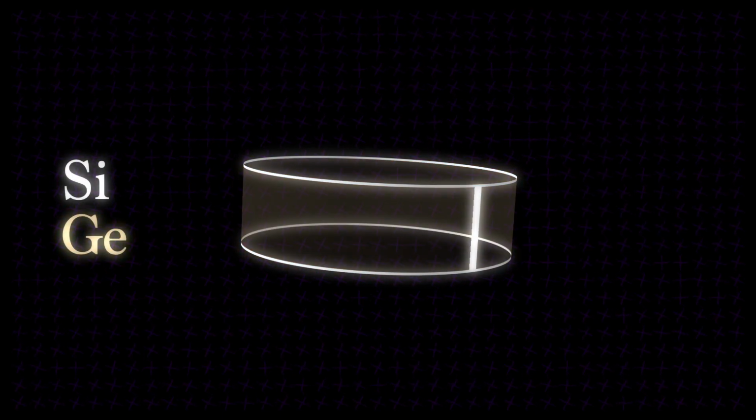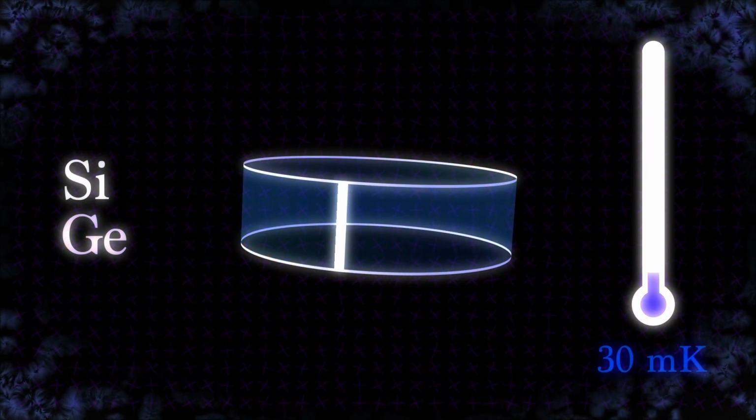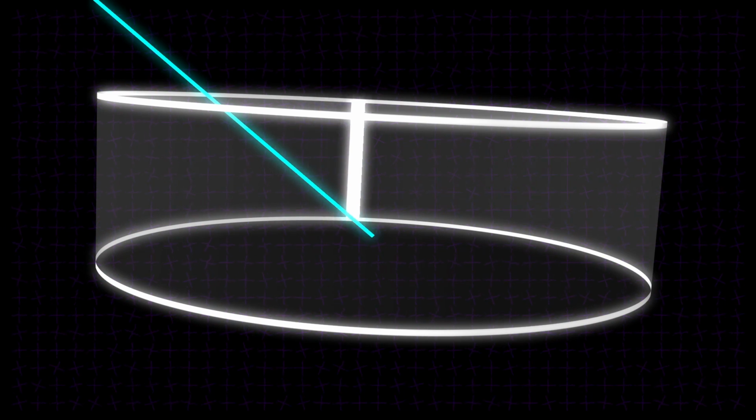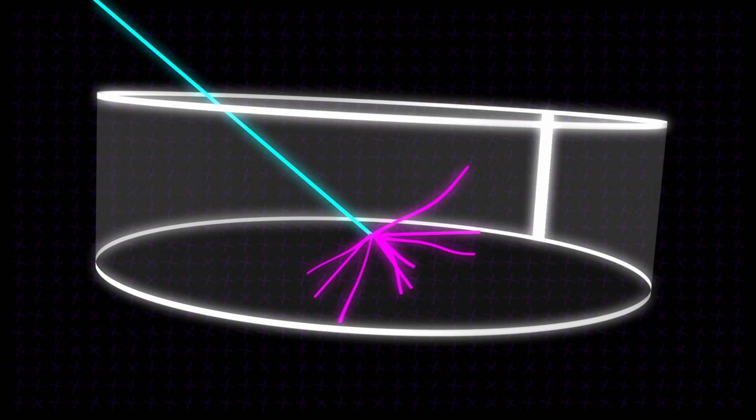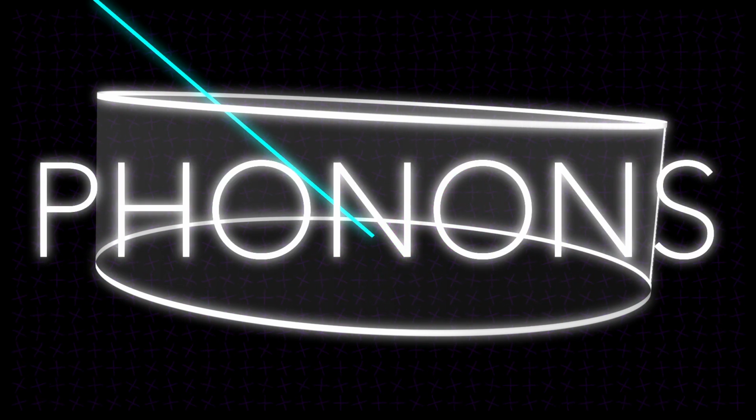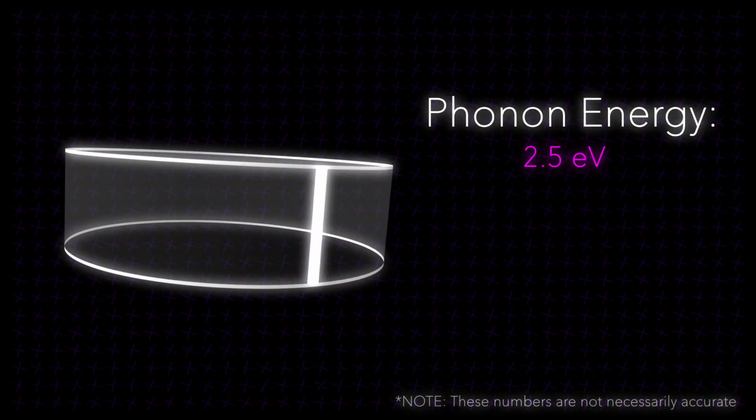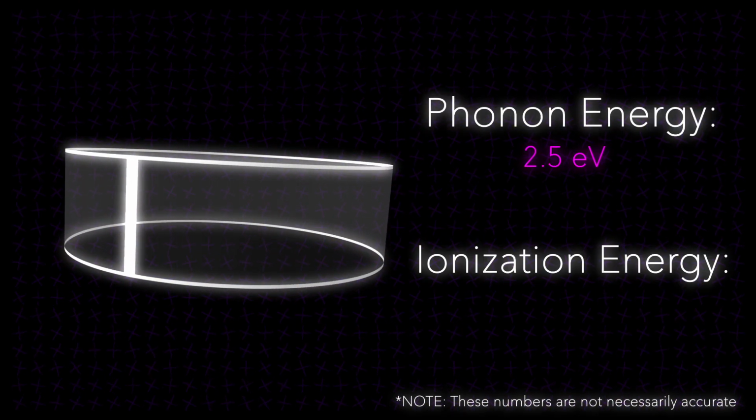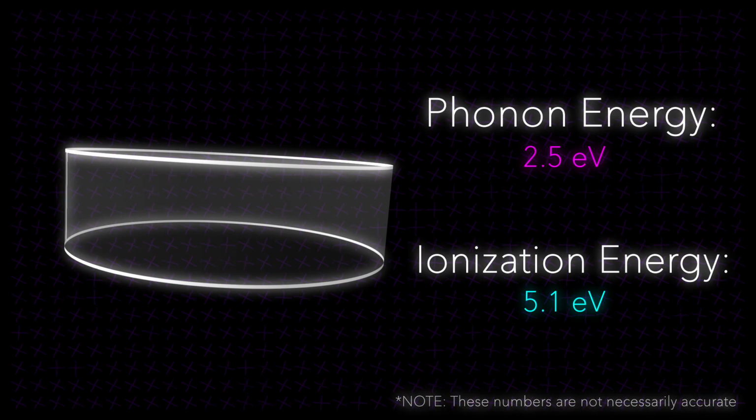Many experiments seek to directly observe WIMPs using detectors of ultra-pure silicon or germanium that have been cooled to within 30 millikelvin and are surrounded by multiple layers of radiation shielding. When particles collide with the detector, they create minute vibrations in the crystal lattice that are known as phonons. Finely tuned sensors calculate this vibrational energy, as well as the energy from electrons that have been knocked loose.